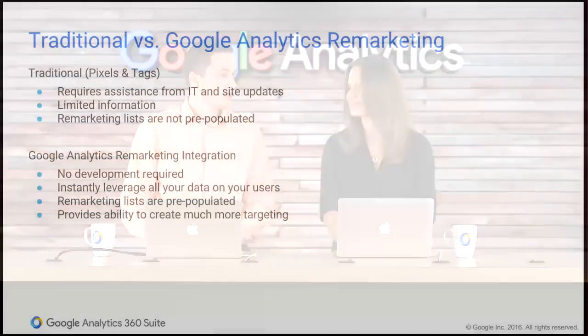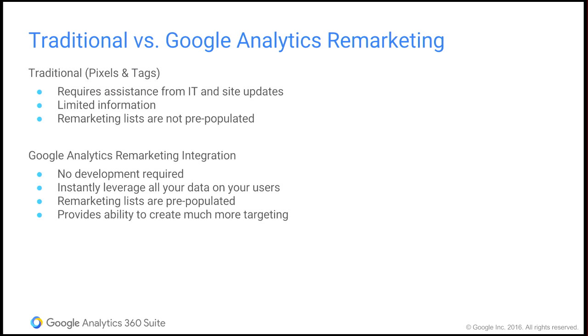So to start off with, just as a quick overview, let's compare the traditional way of remarketing versus the way we remarket with Google Analytics. Traditional remarketing is simply where if you want to build a remarketing list for a set of users, you would grab a pixel or a tag from AdWords or DoubleClick, and then you'd paste it somewhere on your site, typically on all pages, and then you'd have a list of anyone who visited your site. And that's fine, but it oftentimes requires assistance from IT, which can delay you being able to launch those. You get really limited information. You only get the information that you tagged at the time of setup. And those lists aren't pre-populated. You actually have to wait to collect a big enough size before you can actually reach those users.